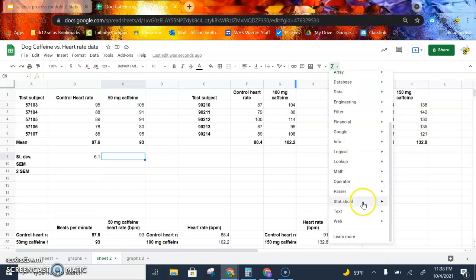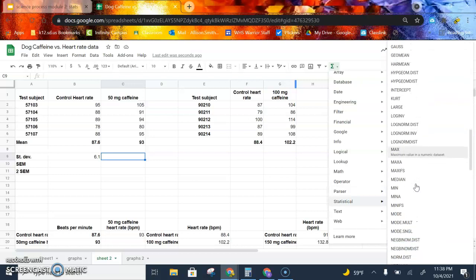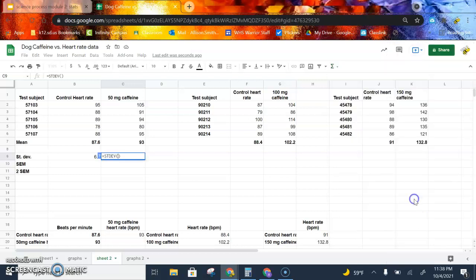We want statistical. Standard deviation. Boom. There we are. So that is the standard deviations.